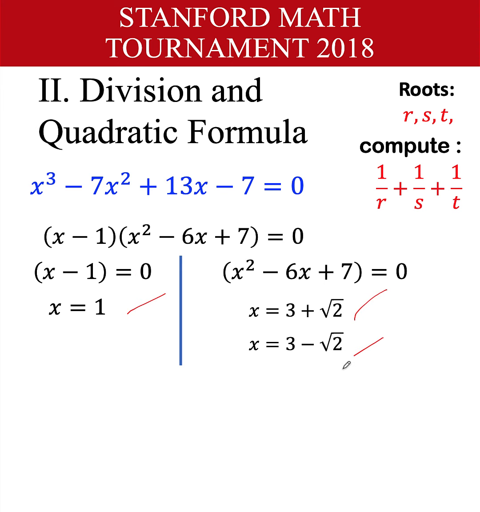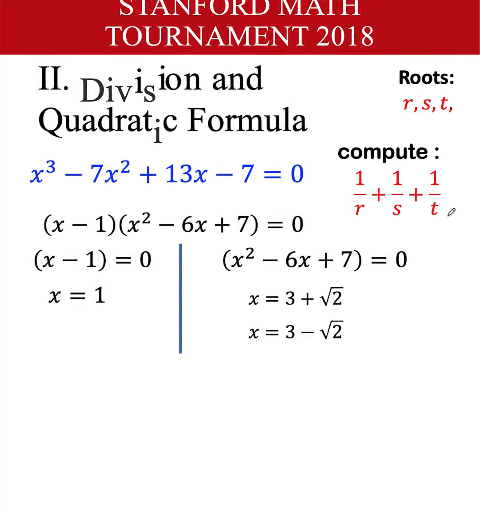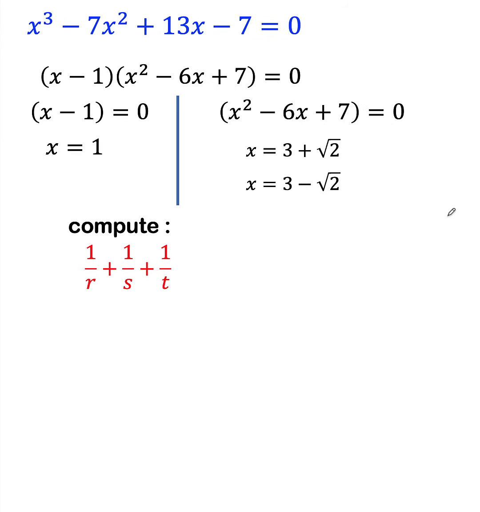But this is not yet our final answer. We want to find the value of 1 over r plus 1 over s plus 1 over t. Let's substitute these three results. It doesn't matter whether you call this r, this s, or t. The order is not important. So we now substitute these values for r, s, and t, and we simplify.